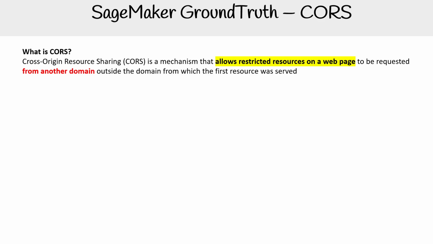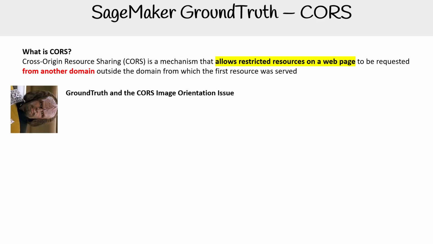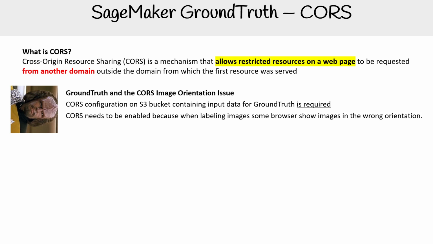Let's talk about CORS for a moment. CORS is a mechanism that allows restricted resources on a web page to be requested from another domain outside of the domain from which the first resource was served. Another thing here is that we have Ground Truth and the CORS image orientation issue. So a CORS configuration on the S3 bucket containing input data for Ground Truth is required. CORS needs to be enabled because when labeling images, some browsers show images in the wrong orientation. So in order to rotate the image to correct the orientation, CORS must be enabled.